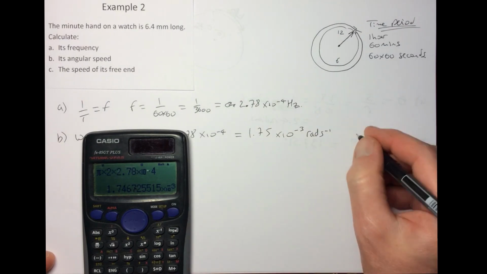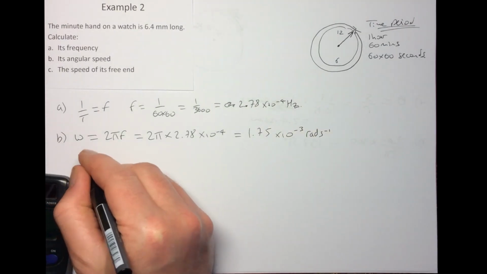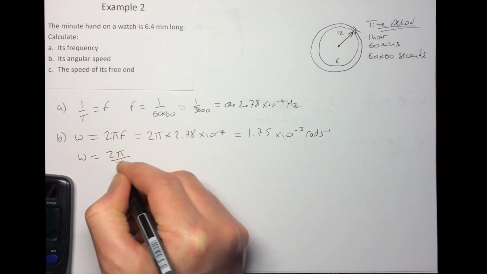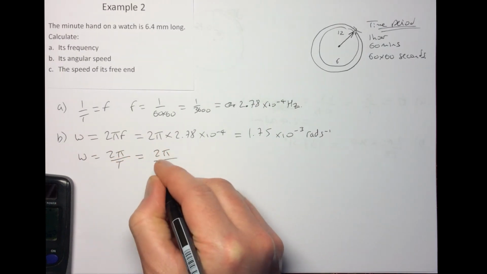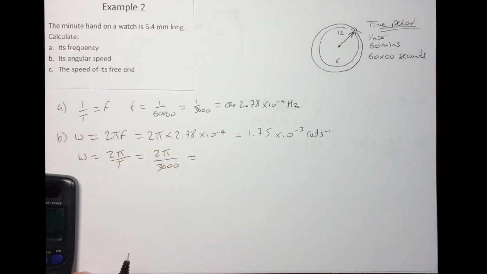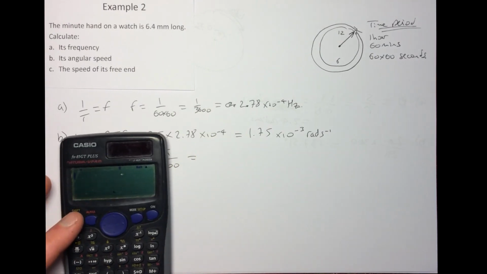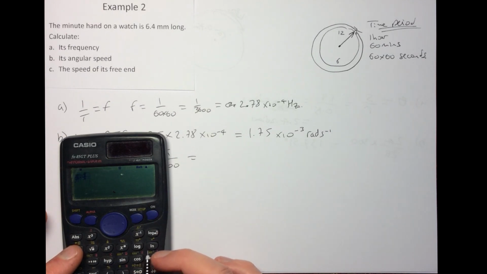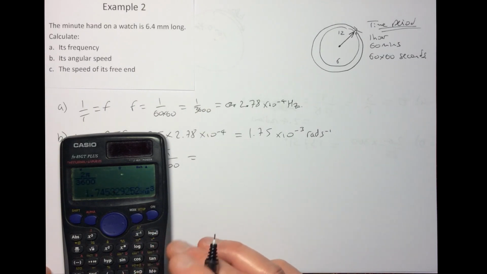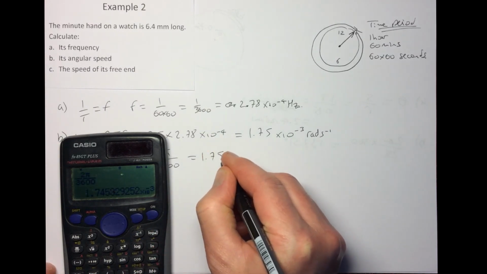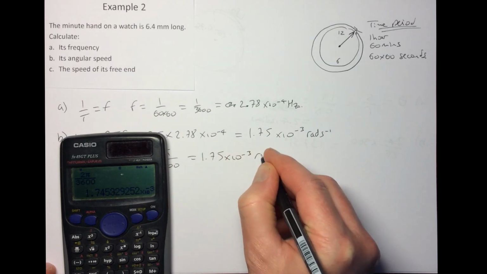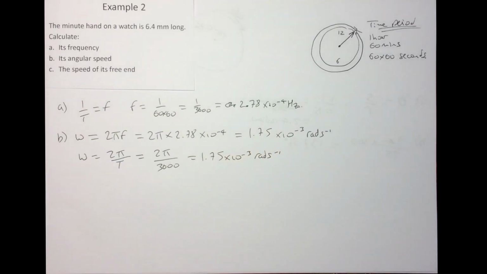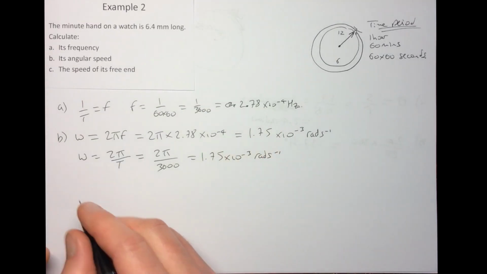Now, interestingly, you can also get the same thing if you do omega equals 2 pi over T. So that will be 2 pi over 3,600. So 2 pi divided by 3,600, and that's going to give you 1.75 times 10 to the minus 3 radians per second. So you can see it doesn't matter which way you do it.